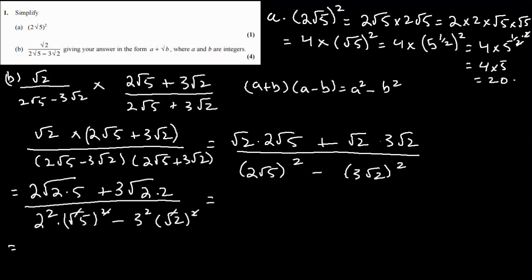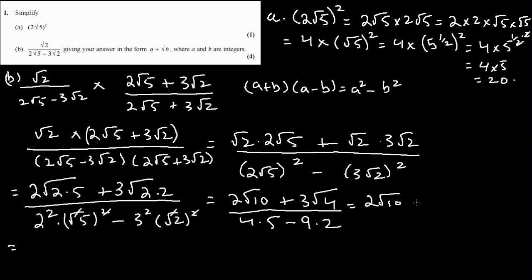This will mean that we get 2 root 10 plus 3 root 4 divided by 4 into 5 minus 9 into 2, which can further be simplified as 2 root 10 plus 3 into 2, because root 4 is 2, and then in the denominator you have 20 minus 18.